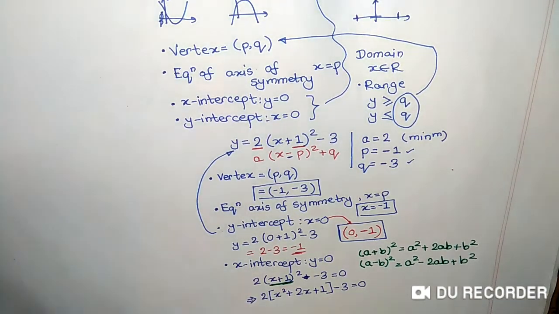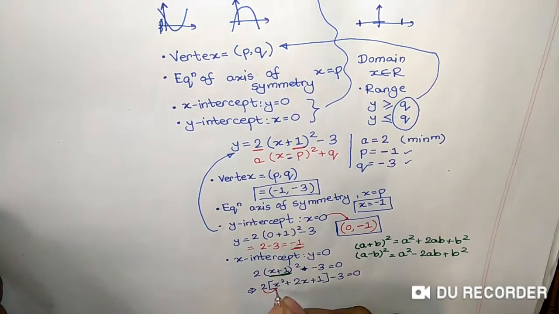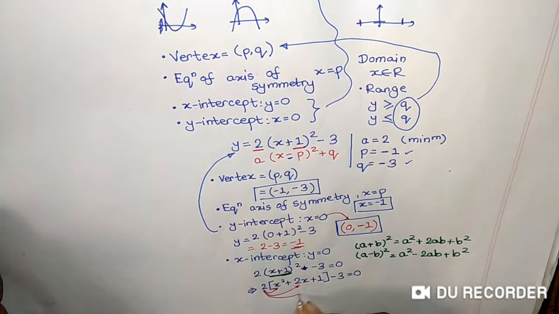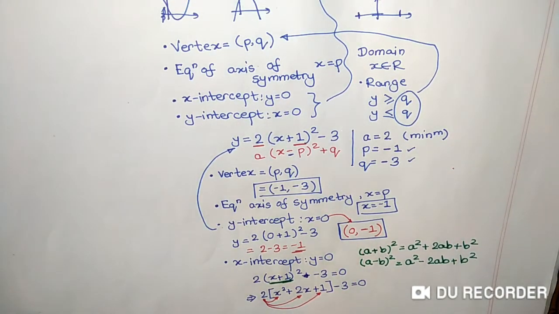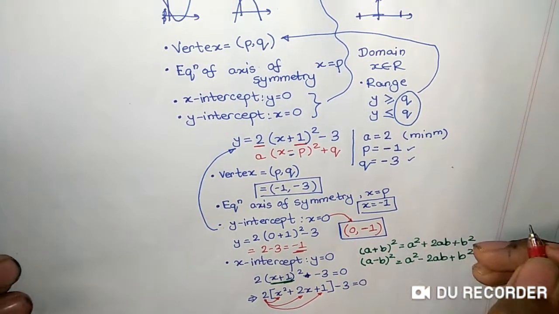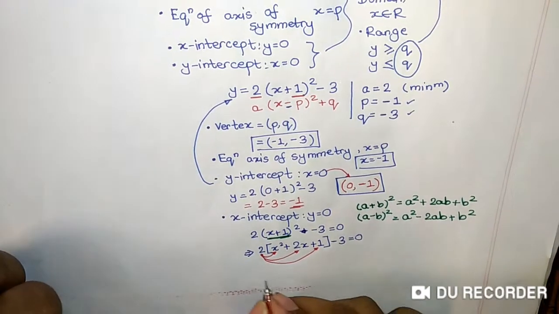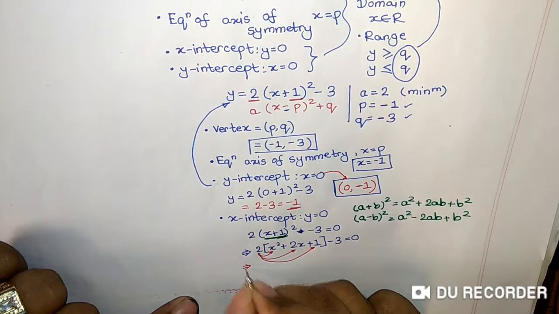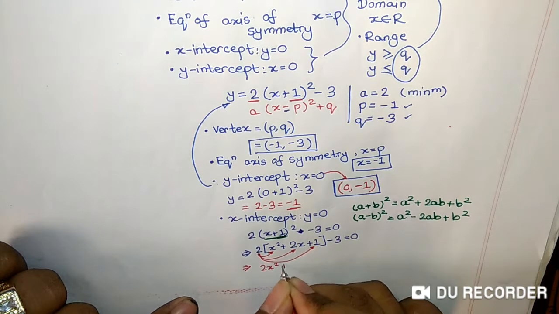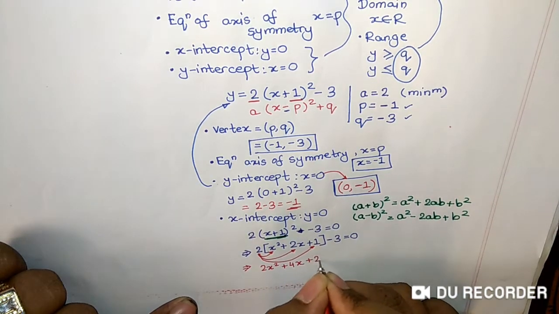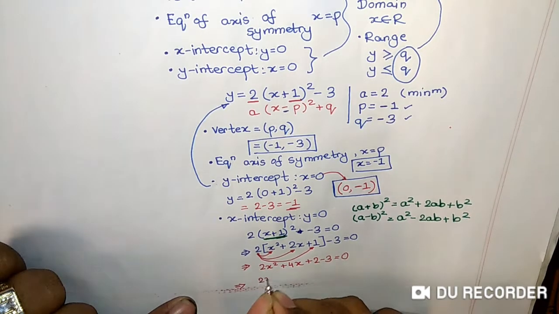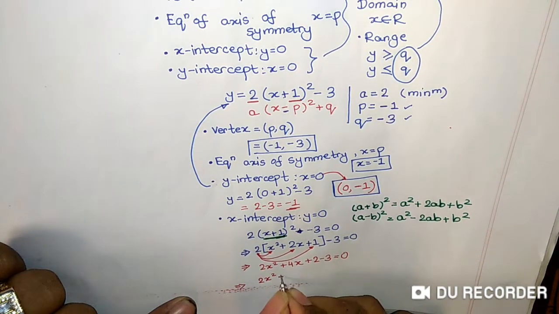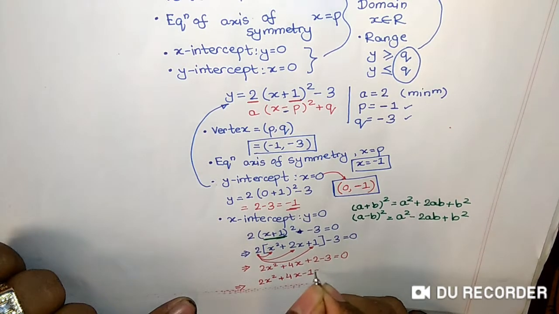Now, if you observe the expression very well, you're going to see that this 2 is in the form of multiplication with all the other terms in the expression, right? As it is in the form of multiplication, what we're going to do right now is multiply. As we multiply, we see that we are going to get 2x squared plus 4x plus 2 minus 3 equals 0. Or we will get 2x squared plus 4x minus 1 equals 0.